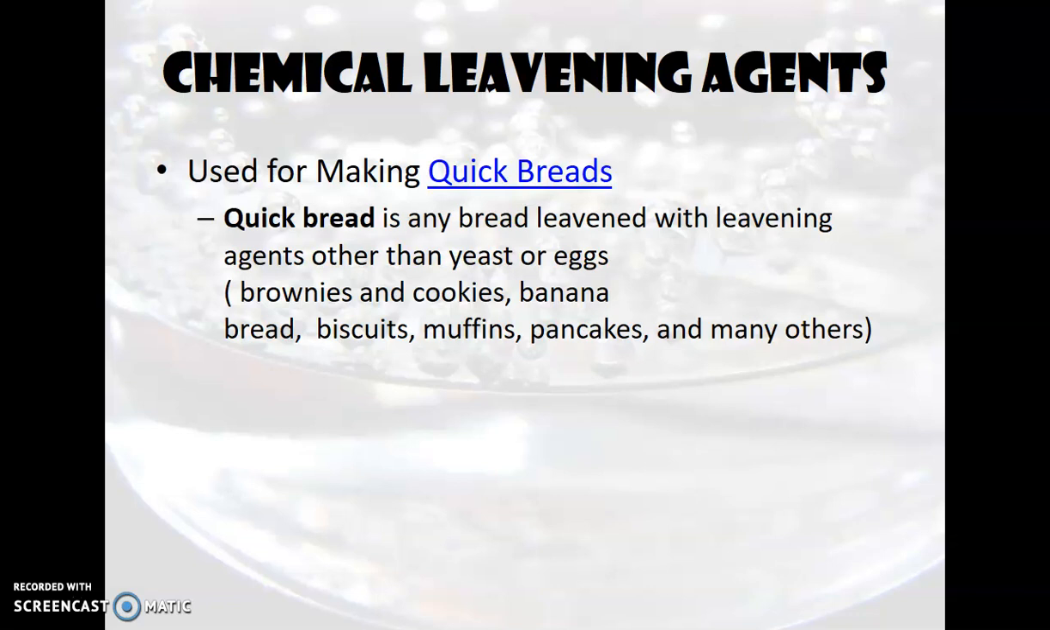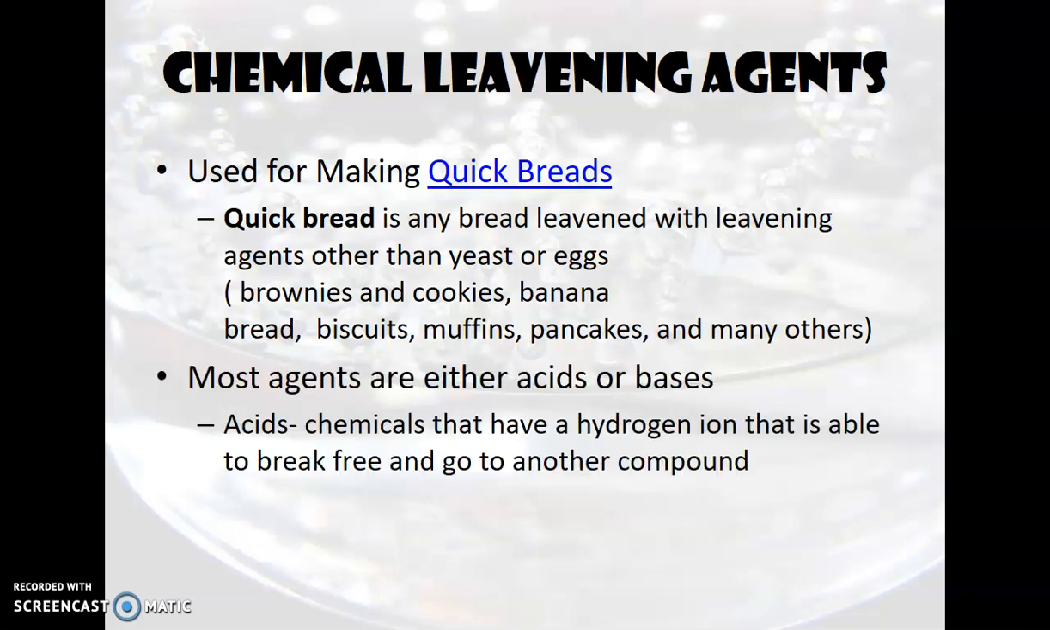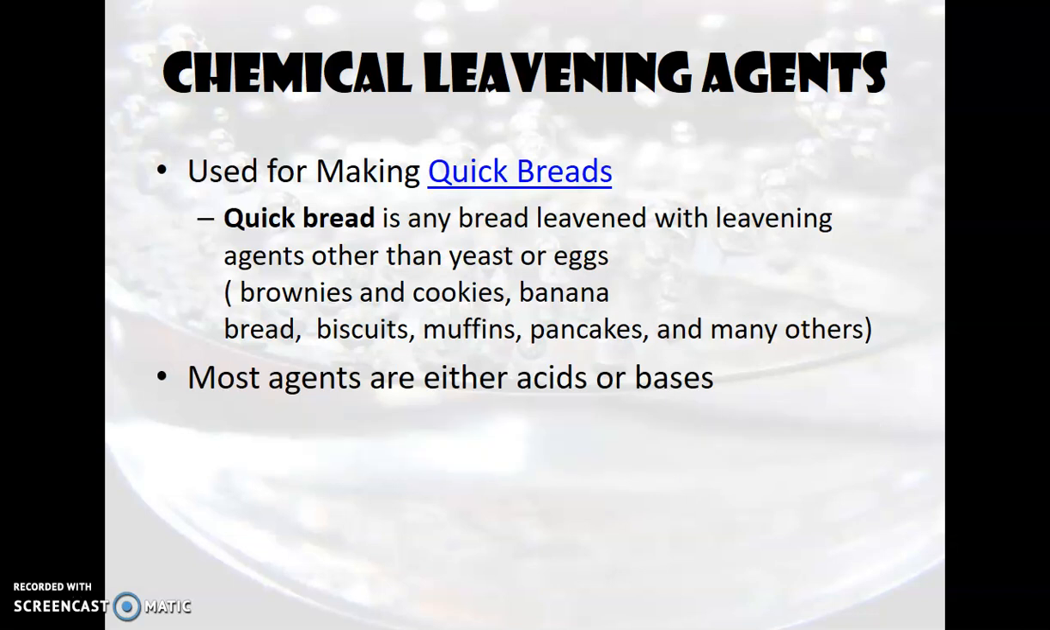So you're going to see this used in things like brownies, cookies, banana bread, zucchini bread, biscuits, muffins, pancakes, scones, all that jazz. Anything that you probably have made that wasn't a loaf of true bread is going to be made with one of those chemical leavening agents.